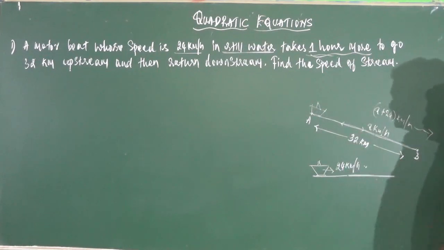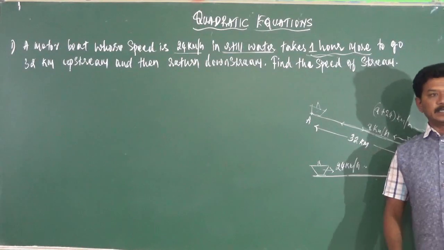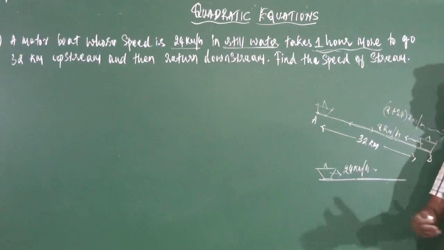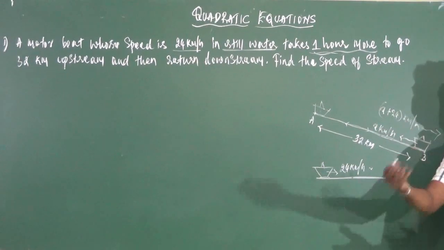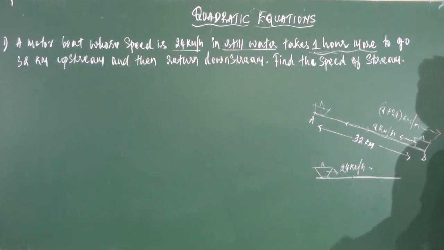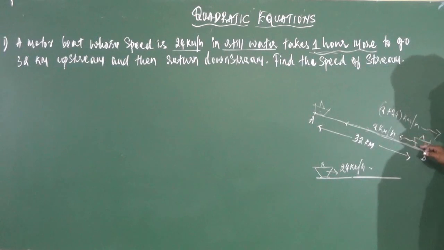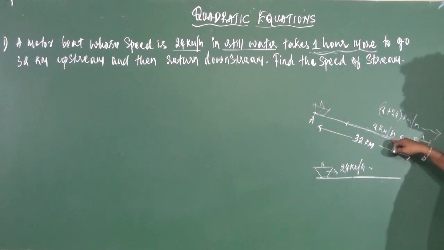The original speed of the boat is 24 km per hour, but as the boat is moving against the direction of the flow of water, it's acting against the force of the water, right? If you are acting against gravity or against the force of the water, our speed decreases, right? Therefore, as the boat is moving in the opposite direction to the flow of the water, the original speed of the boat decreases by the speed of the water.